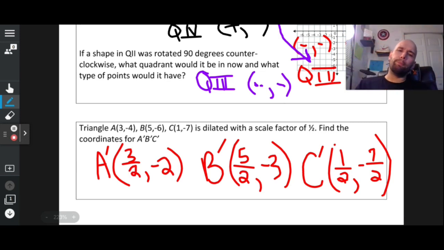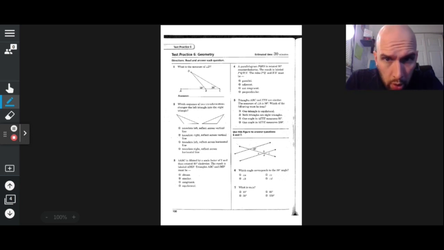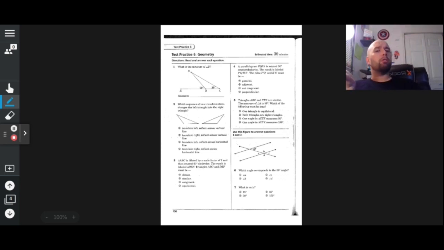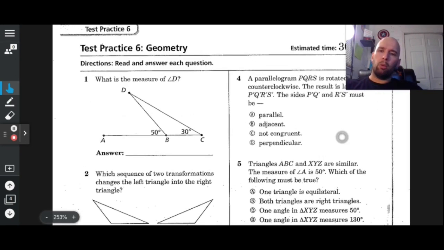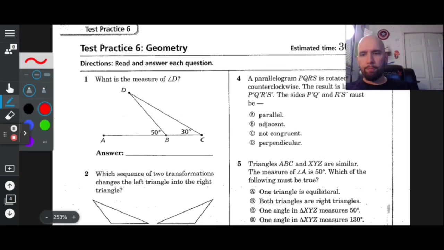All right, so practice 6, we're going to skip several problems because it doesn't have anything to do with 8th grade math anymore. So if you see me skip a few, no big deal. For example, we're skipping 1.